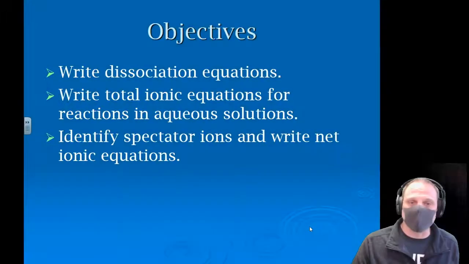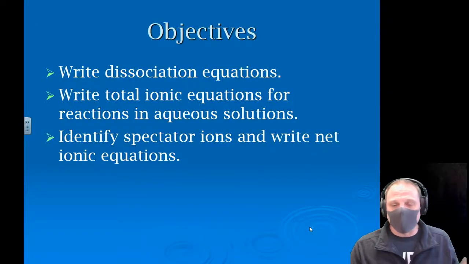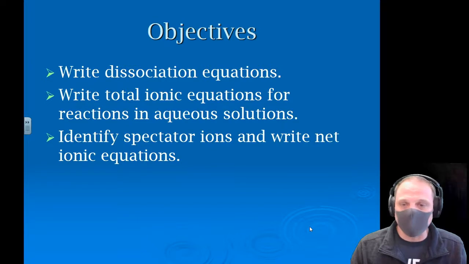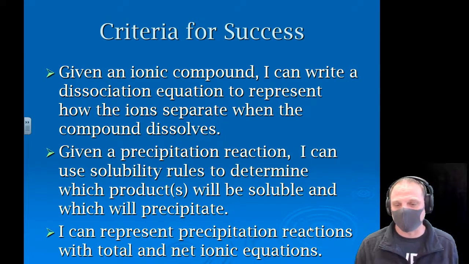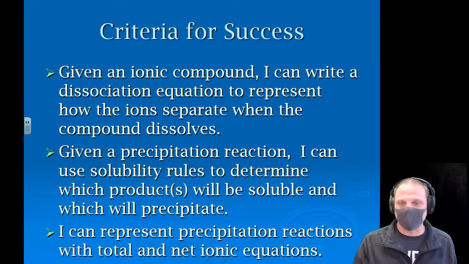Let's go through our objectives here. We can now write dissociation equations. We can write total ionic equations, and we can identify spectator ions and write net ionic equations. I skipped a little bit about electrolytes, but we've talked about that already. Given an ionic compound, I can write a dissociation equation to represent how the ions separate when the compound dissolves. Given a precipitation reaction, I can use solubility rules to determine which product will be soluble and which will precipitate, and I can represent precipitation reactions with total and net ionic equations.